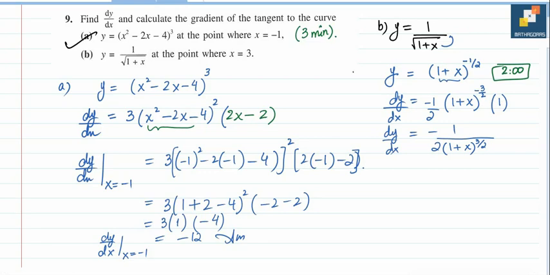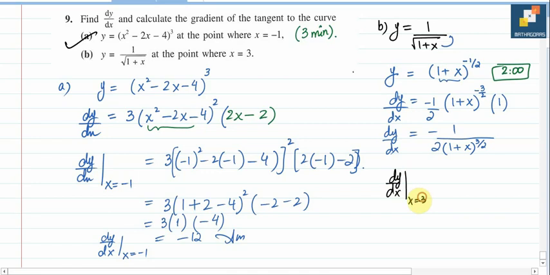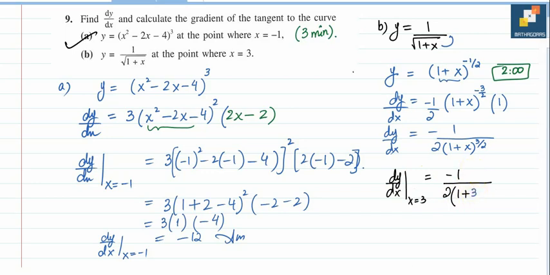Now we need to substitute the value here. So dy by dx at x equals 3 equals minus 1 divided by 2 times (1 plus the value of x, which is 3) whole power 3 divided by 2.